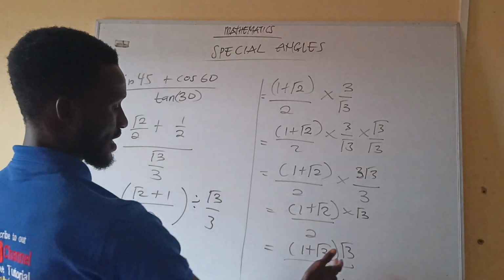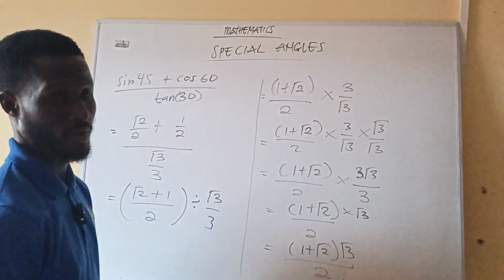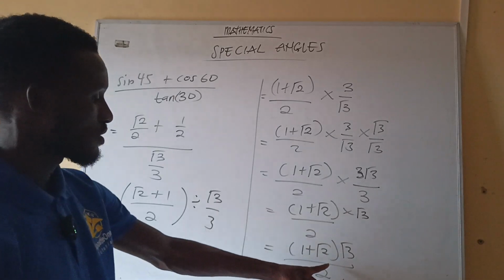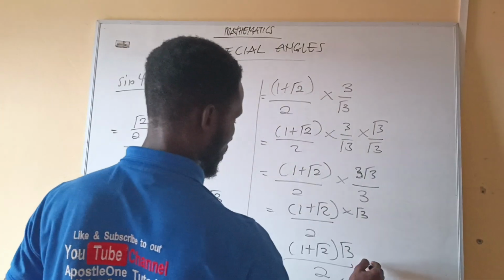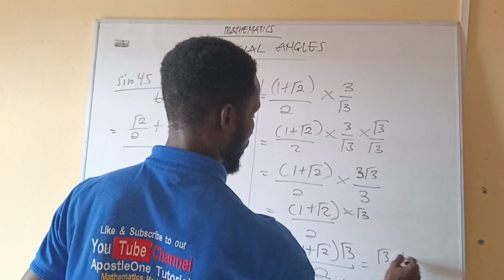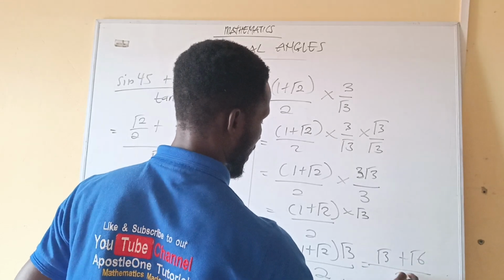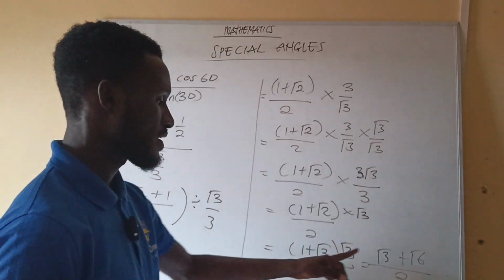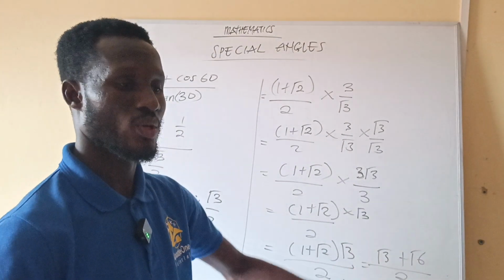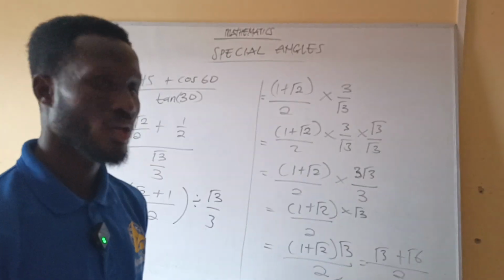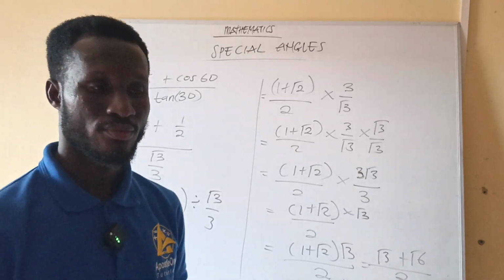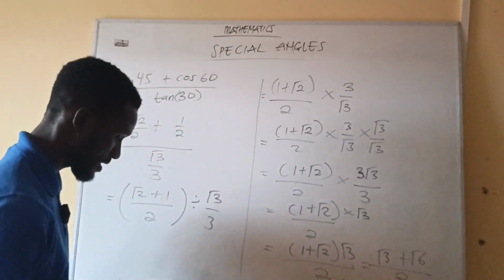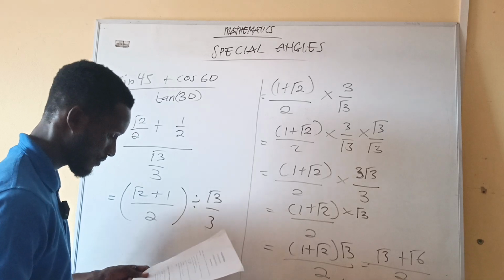If you want to expand, you can multiply this one by this, and this one by this, like that. So the answer will be root 3 plus root 6, all divided by 2. Root 3 times 1 is root 3, and root 3 times root 2 will give us root 6, all divided by 2. Yes. Now let's look at another question here.